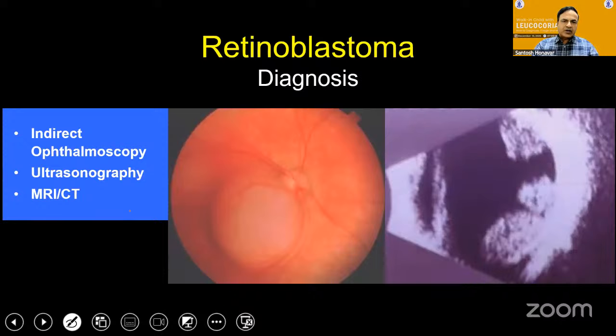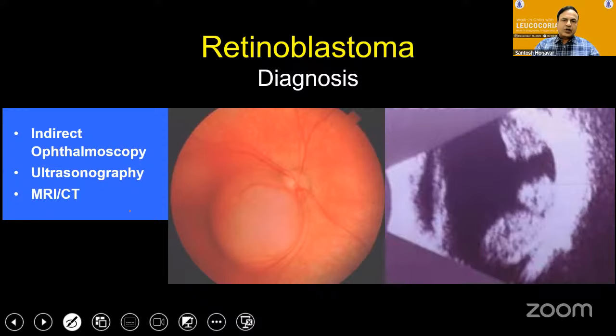Diagnosis of retinoblastoma is very simple. It's just the indirect ophthalmoscopy supported by ultrasonography. Ultrasonography picks up calcification and MRI is required for the risk factors, radiological risk factors such as choroidal invasion, optic nerve invasion, extraocular extension, etc.